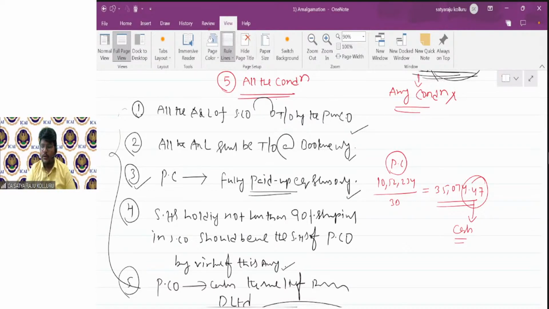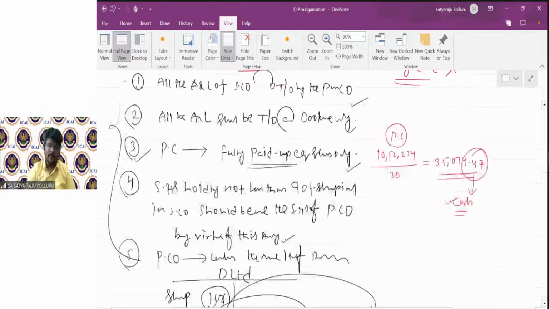Sir, all the shares are not fully paid up equity shares, sir. For a fraction of the share, the purchasing company issued cash. So that's why they violated condition number 3, so that's why it is an amalgamation in the nature of purchase. We cannot conclude like that. For fractions of shares, the purchasing company can issue cash, that is other than equity share. Also, PC will be possible in case of merger. Do you agree?